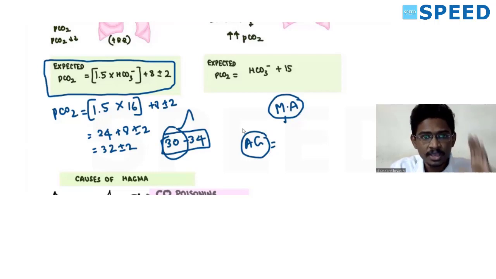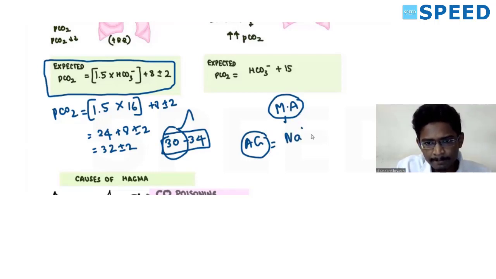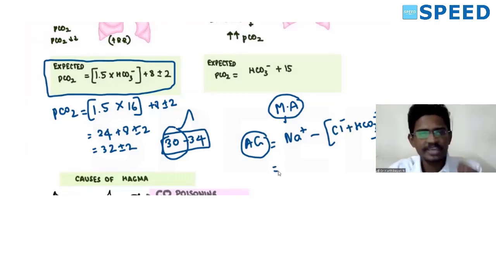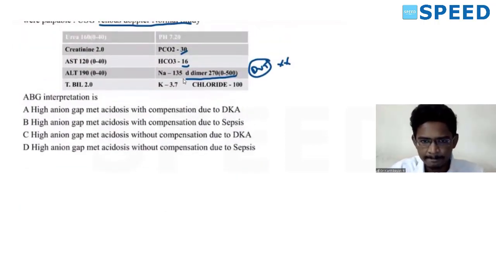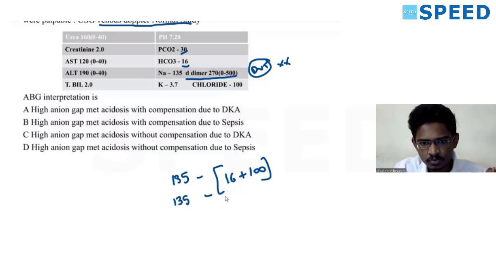What is anion gap? Sodium minus measurable anions, chloride and bicarb. Okay, this is anion gap. So if you see here, what is our sodium and chloride? Sodium is 135. So anion gap will be 135 minus bicarb plus chloride. Chloride is 100. So 135 minus 116. So it will be 19.